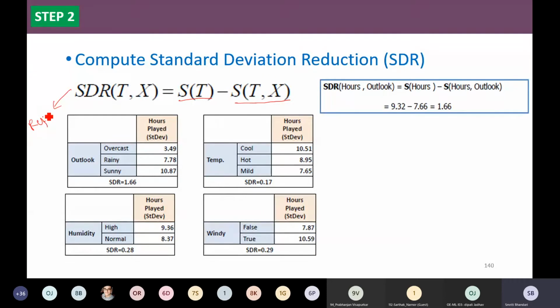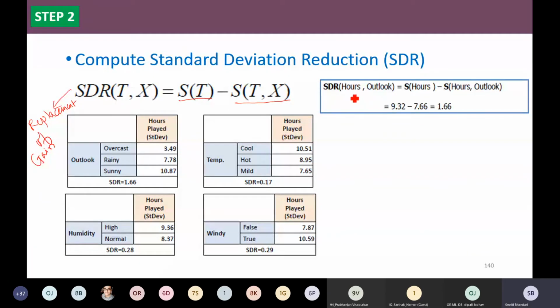So please note, this is the replacement of the gain that we had computed earlier in the ID3 algorithm for classification. Instead of computing gain, here we are computing standard deviation reduction. This is a new parameter. Now see how we are going to compute it.